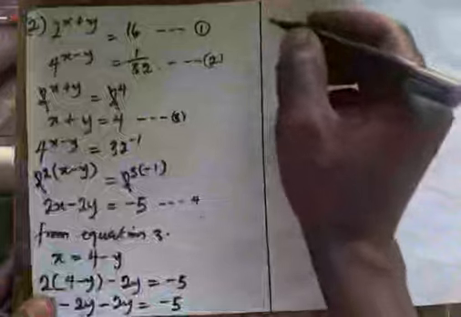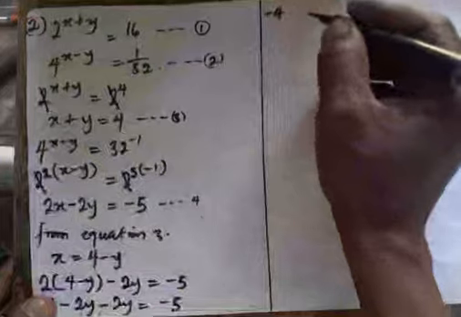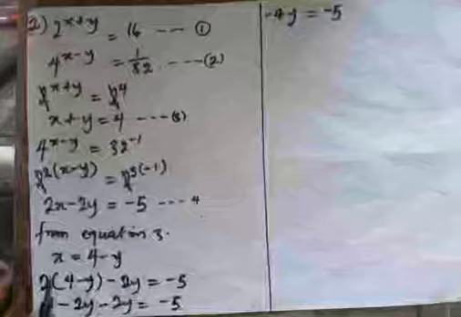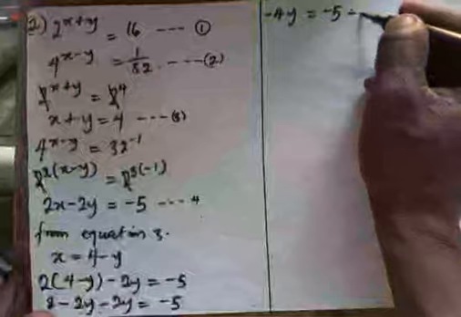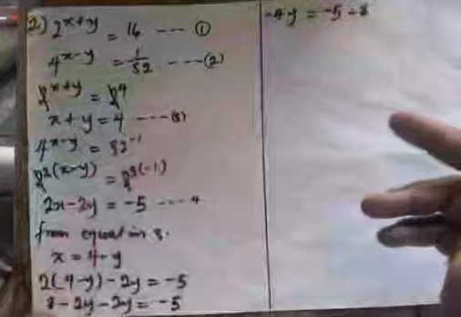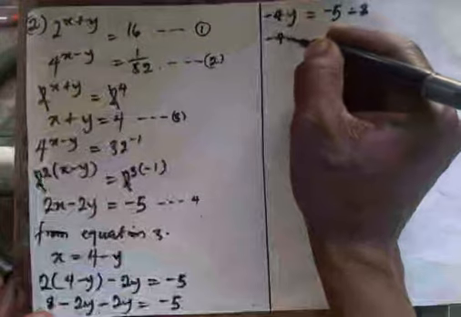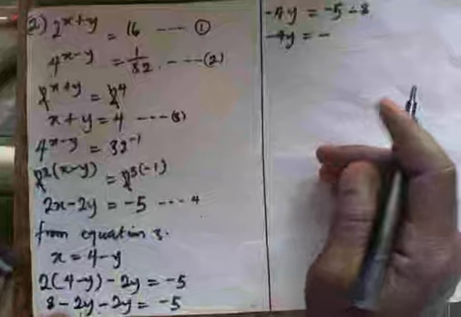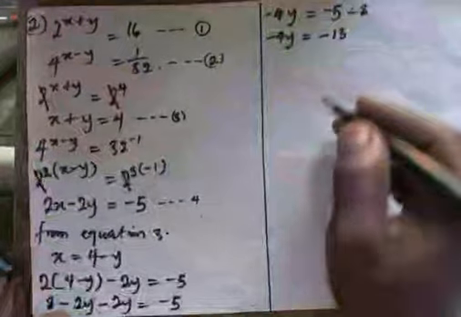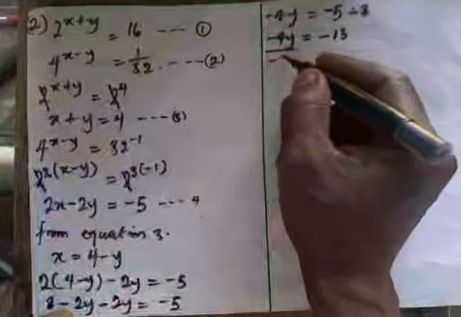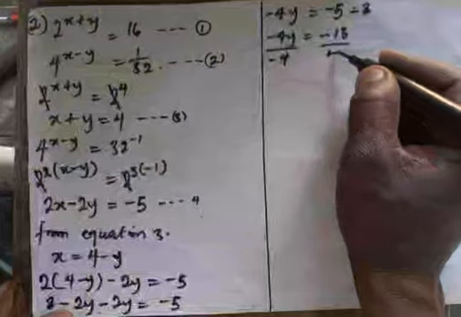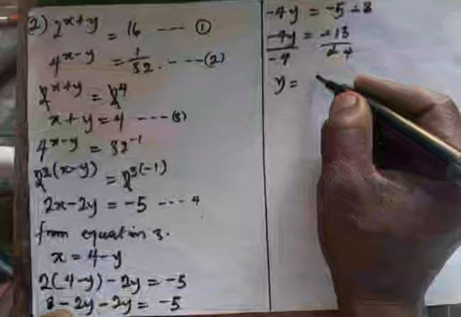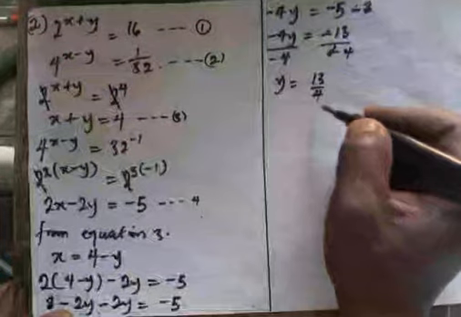So here minus 2y minus 2y will be minus 4y. So here we have minus 4y equals minus 5. Then this 8 will come to the other side as minus 8, since it is plus, it turns to negative. So we have minus 4y equals minus 13. So divide both sides by minus 4. So this cancels this, and my y will be equals to 13 over 4.